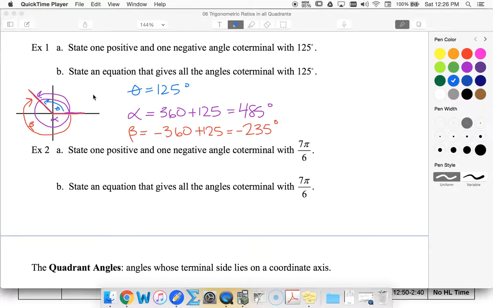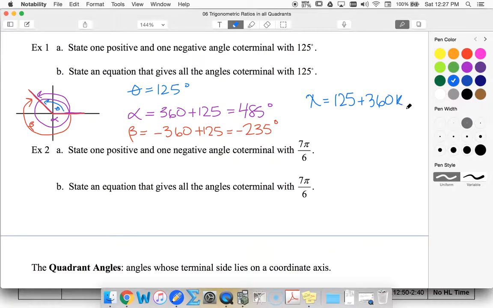Now if I'm going to answer part B of this question, which is to state an equation that gives all the angles coterminal with 125, well, I can see that each of these angles were 125 plus or minus 360. I can keep going around the circle as many times as I want to. So any angle, I'm going to go ahead and call my angle x, so any angle x is going to be equal to 125 plus some multiple of 360.